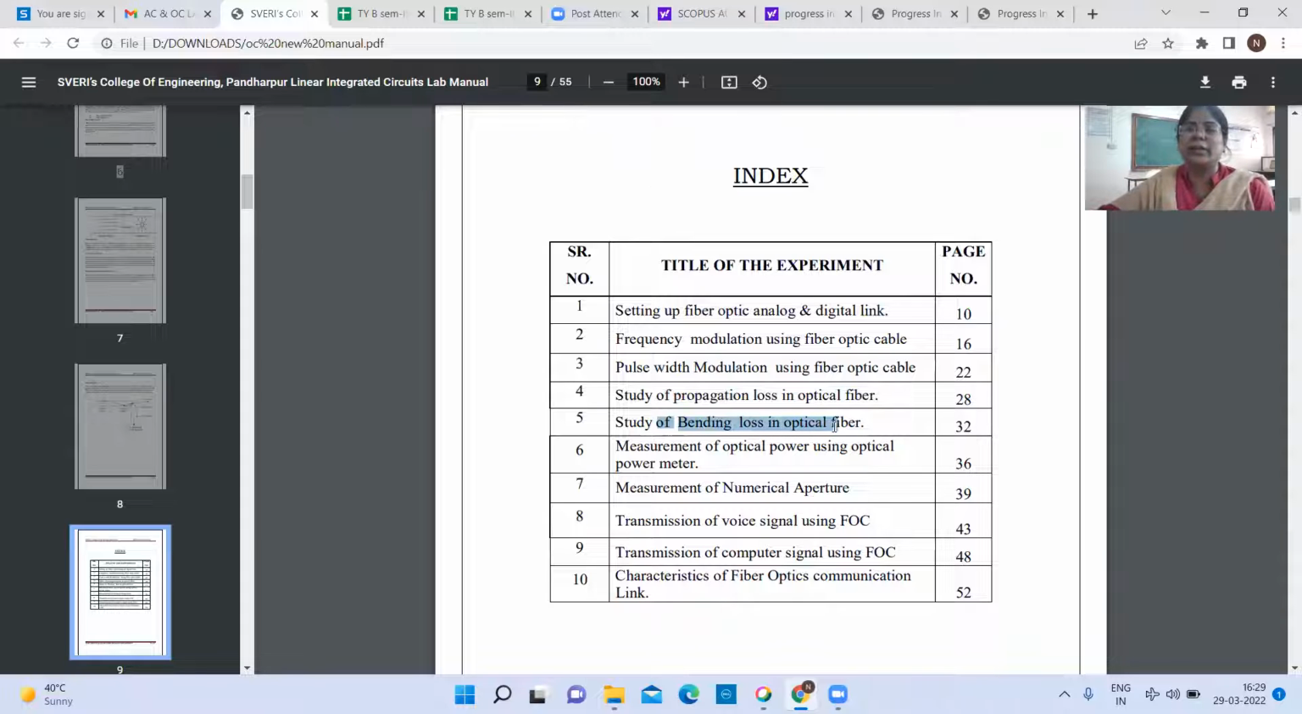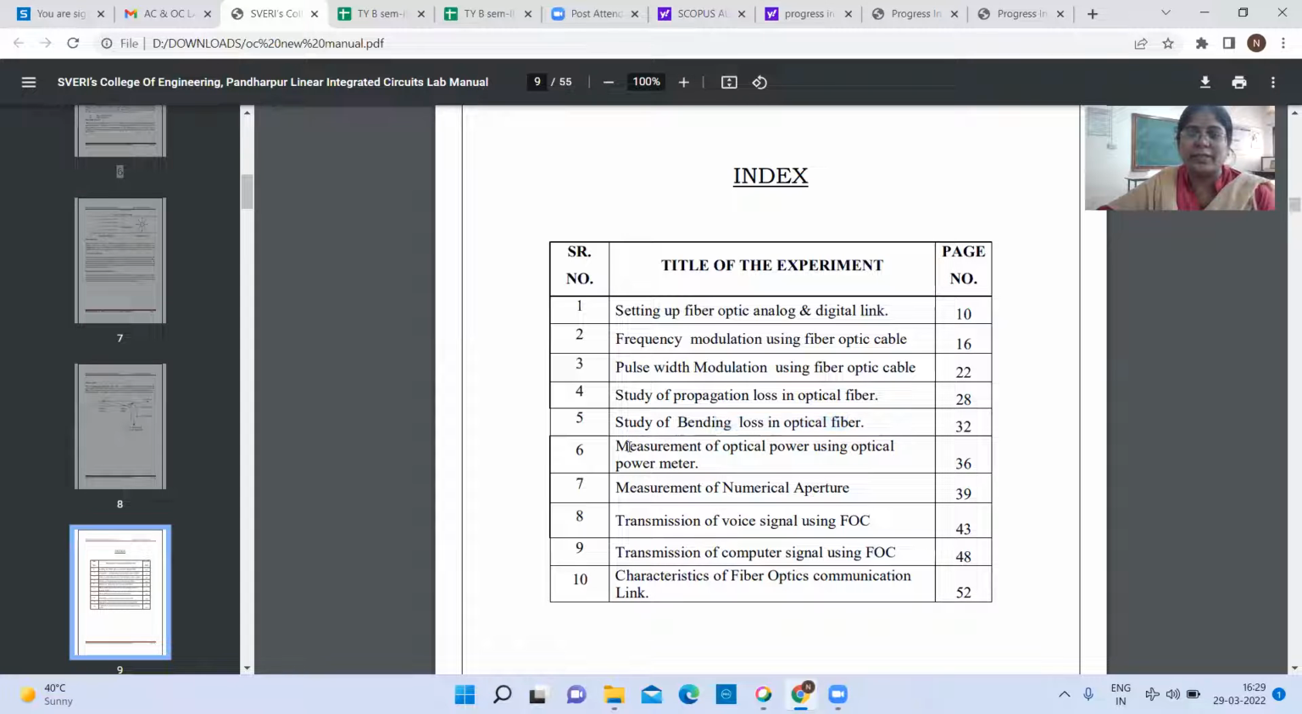So it is very simple. When the optical fiber cable is bent, obviously the amount of light coming out from that optical fiber is going to be reduced. So bending losses are going to take place in the optical fiber. That is experiment number 5. First, चौथ्यामध्ये आपल्याला propagation loss calculate करायचे. 5th मध्ये bending loss we have to calculate.